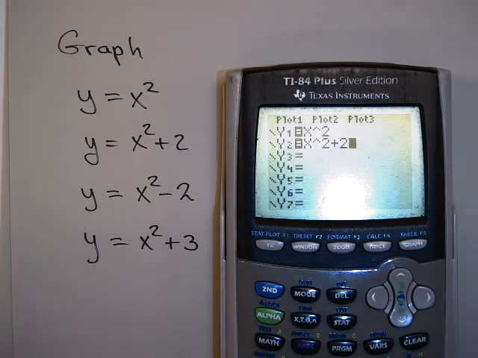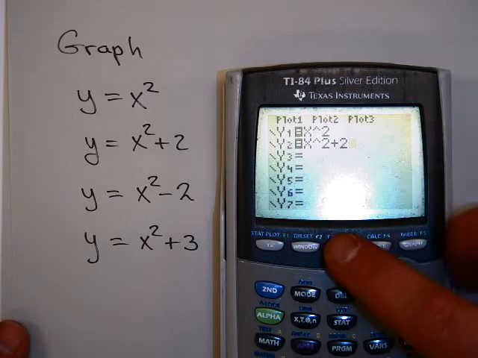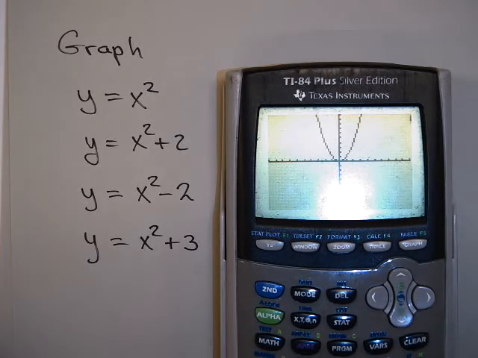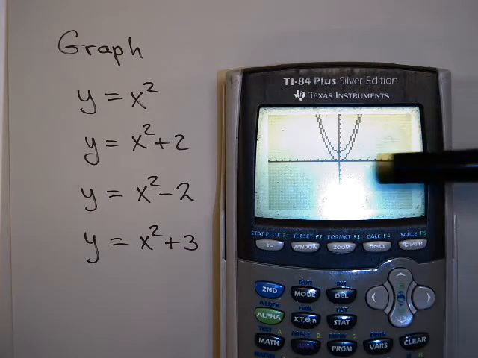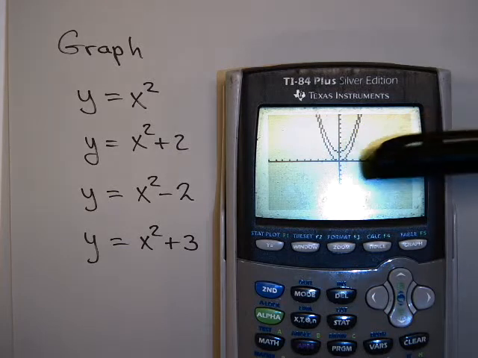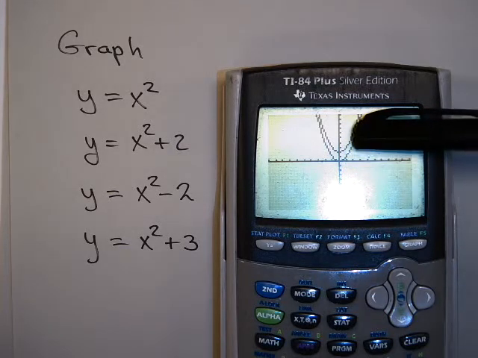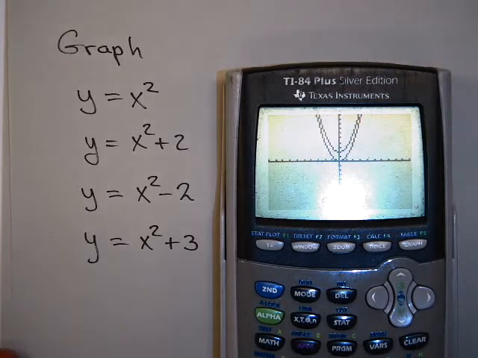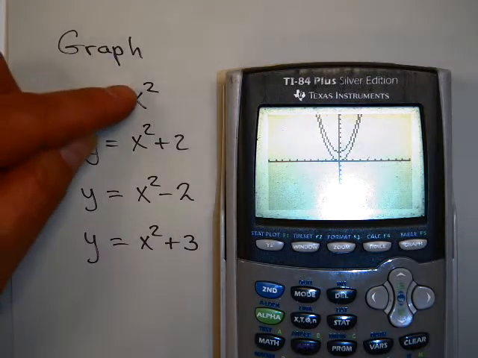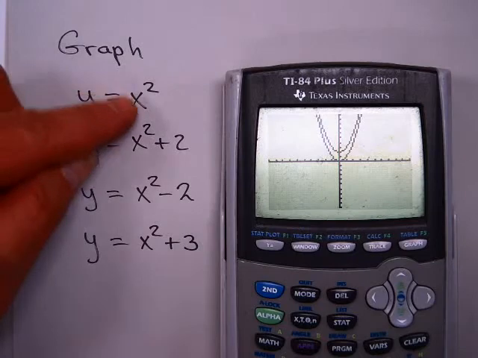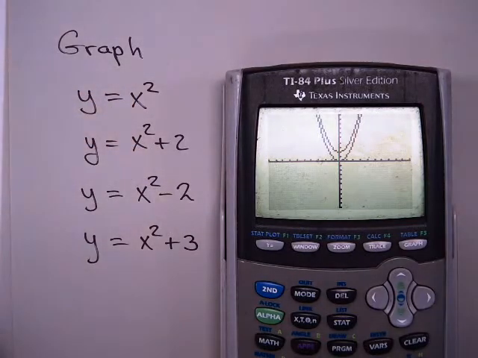Because I'm just trying to evaluate these, I'm going to use a standard window, so I'm going to hit zoom 6. There's the graph of x squared, and then the graph of x squared plus 2. If you look at this, you'll see that the graph of x squared plus 2 is just the graph of x squared, except that it's moved up 2 units. And if you look at the original equation, you'll see the only difference between x squared and x squared plus 2 is this plus 2 right here.